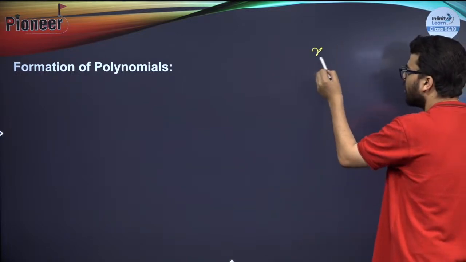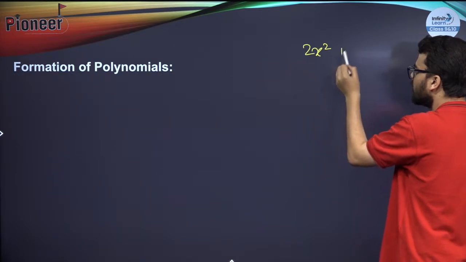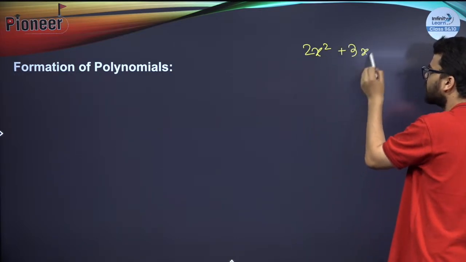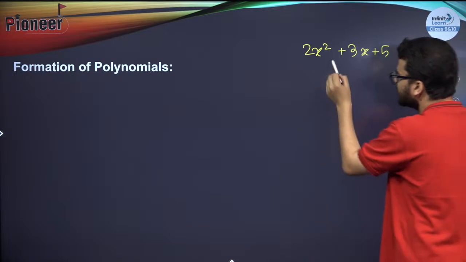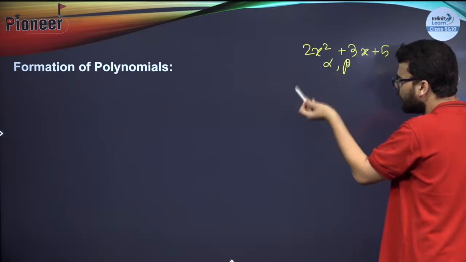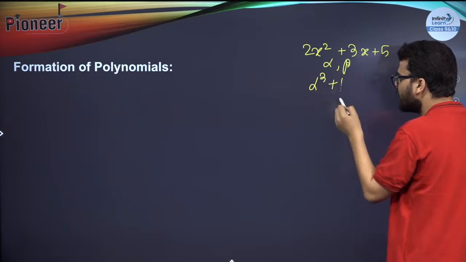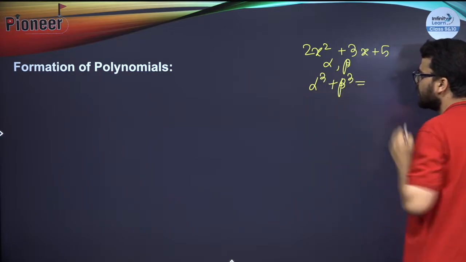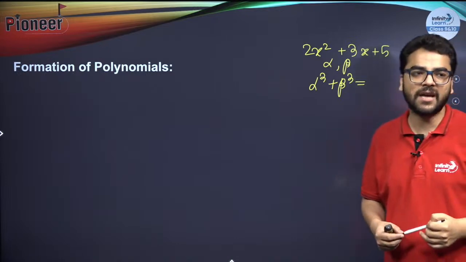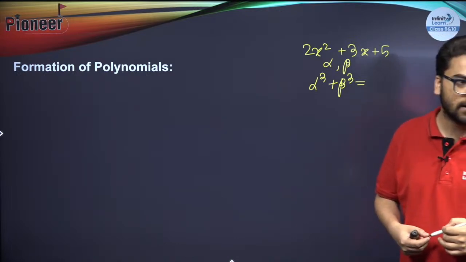Let's do a small question I'm giving to you. Suppose you've got a polynomial like this. Suppose 2x cube plus 2x square plus 3x plus 5. And suppose its zeros are alpha and beta. We have done these things in the previous session. It's a kind of revision, you can say. Can you find the value of alpha cube plus beta cube, guys? Can you find this, if alpha and beta are these zeros?